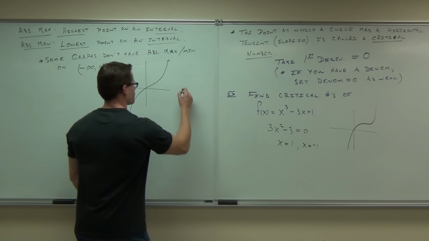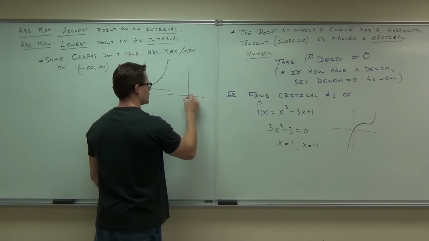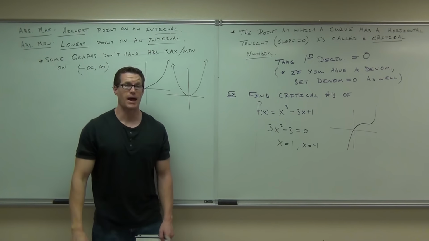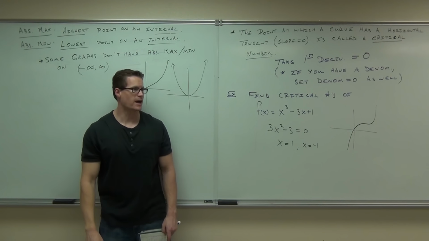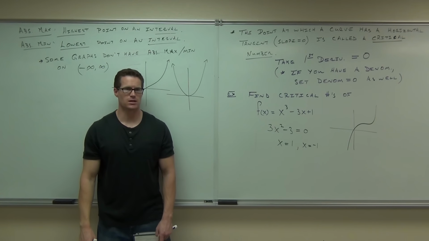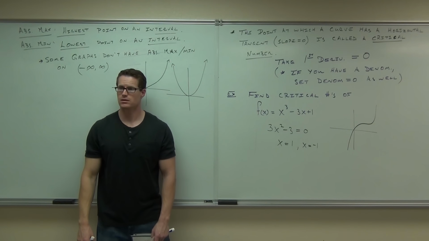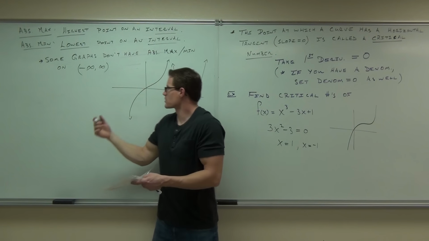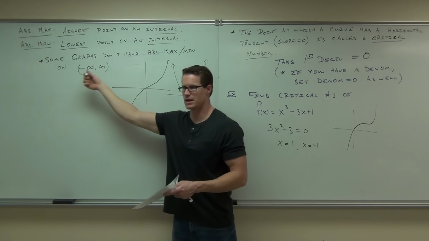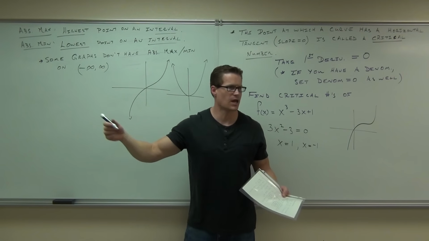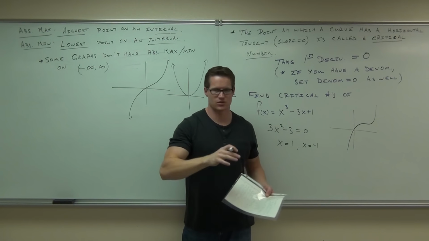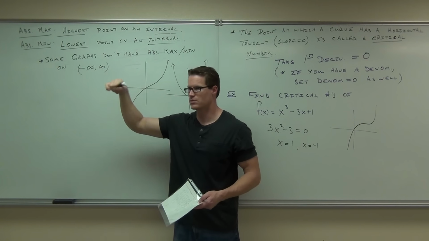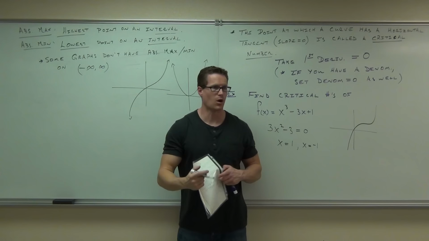How about this one? Does that have an absolute max? Does it ever reach the highest point? No, it's infinity. Does it have an absolute min? Yes. It's right there, at 0, 0. That does have one. But you'll see that some curves don't have the absolute max or min on negative infinity to infinity. Some do. Most don't. Every polynomial has one or the other, because polynomials go to infinity somewhere or another, right? They're never horizontally asymptotic, so you're always going to get one.